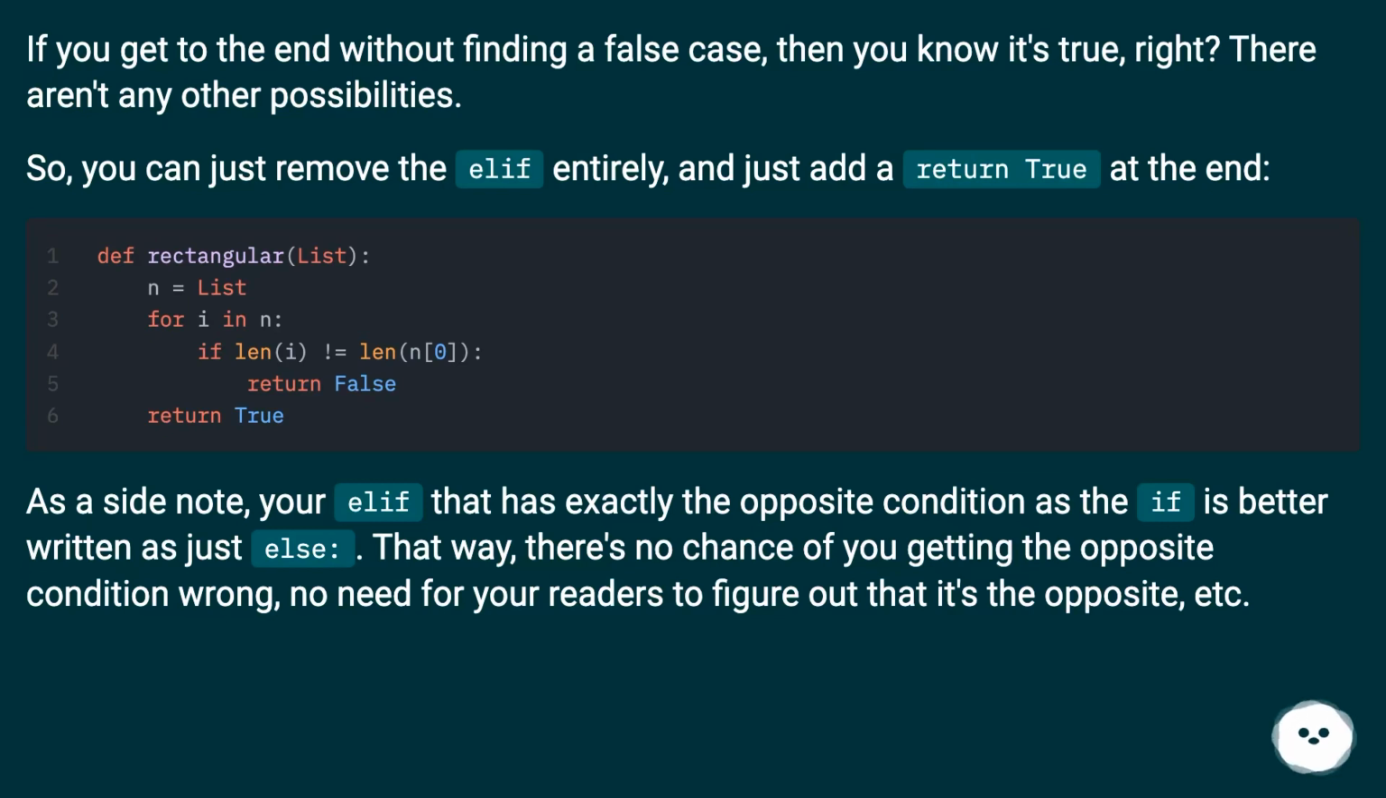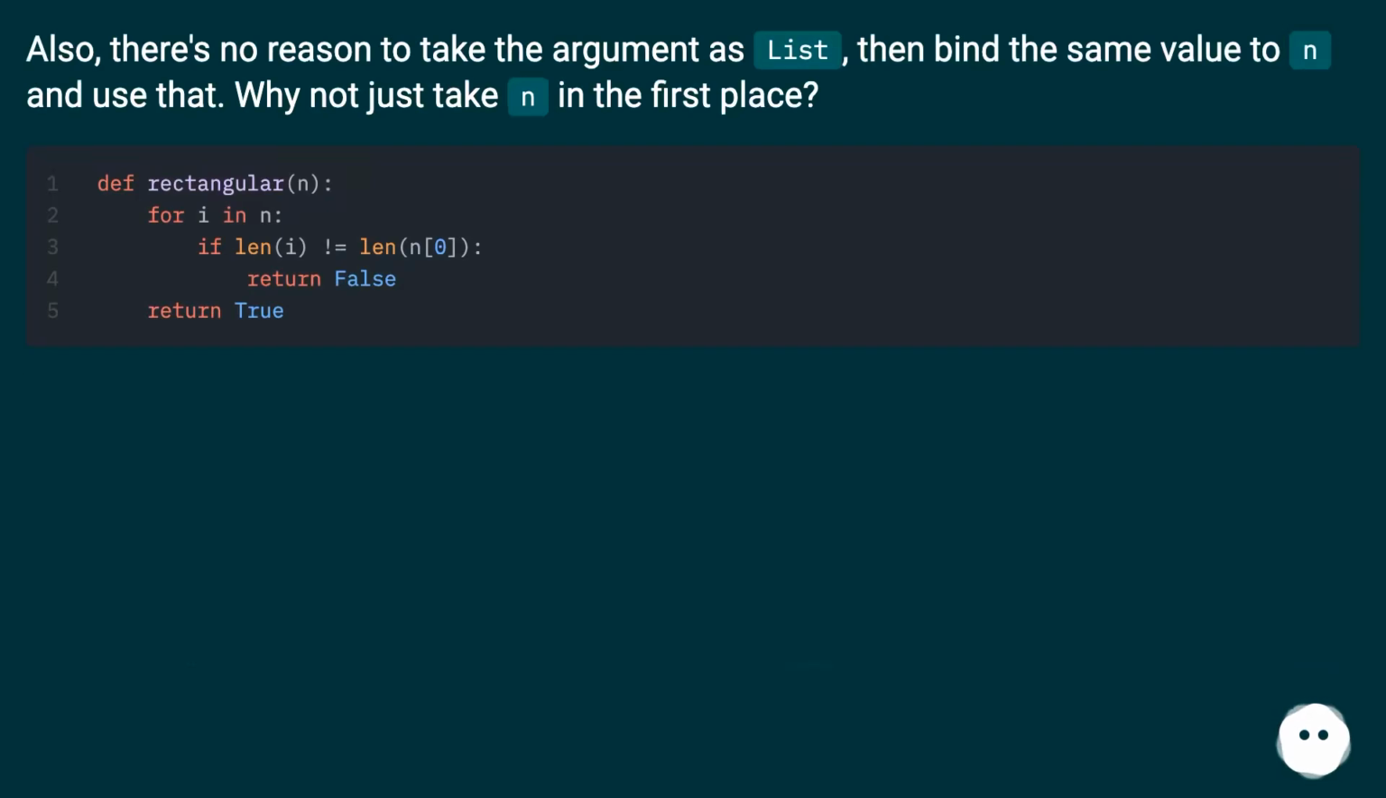As a side note, your else that has exactly the opposite condition as the if is better written as just else column. That way, there's no chance of you getting the opposite condition wrong, no need for your readers to figure out that it's the opposite, etc. Also, there's no reason to take the argument as list, then bind the same value to n and use that. Why not just take n in the first place?